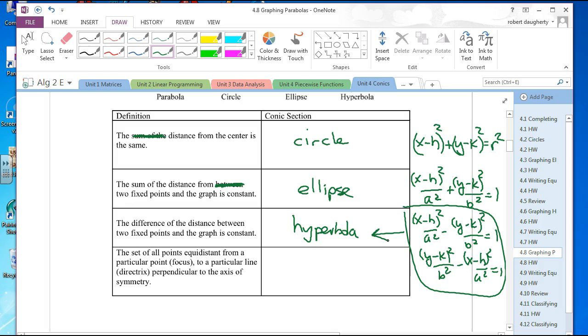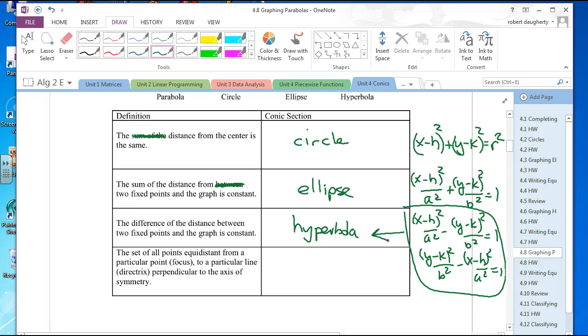Which of those is the horizontal? Yeah, the top one. This is horizontal. This is vertical. So you look at whoever gets the positive value, that's going to be the direction, horizontal or vertical.